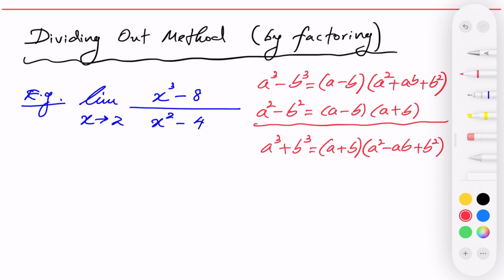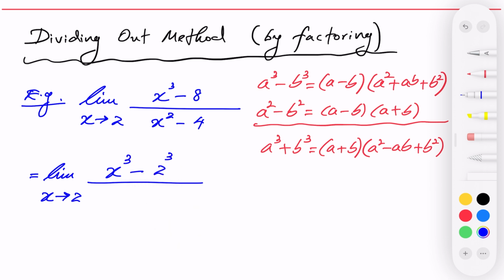All right, now let's get back to this question. We have to evaluate the limit as x approaches 2. The numerator, I'm going to write as x cubed minus 2 raised to the third power. And the denominator, I'm going to write as x squared minus 2 squared.